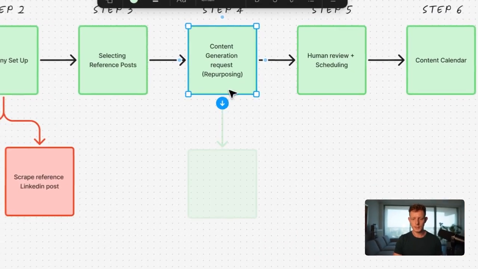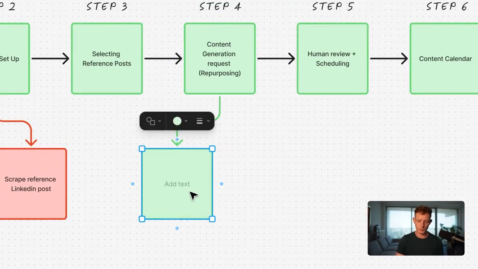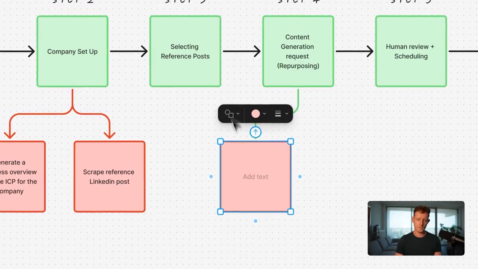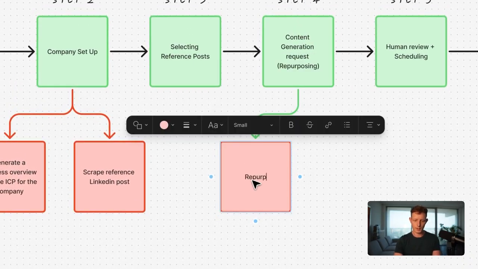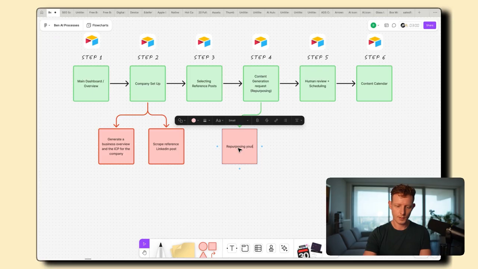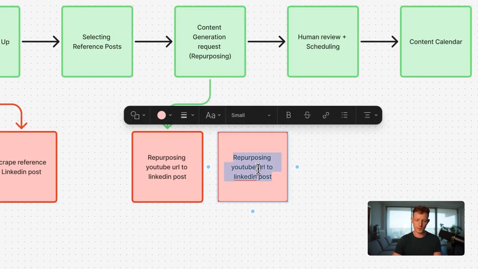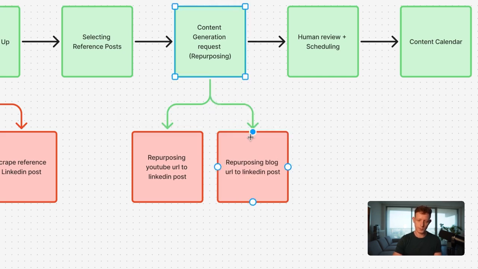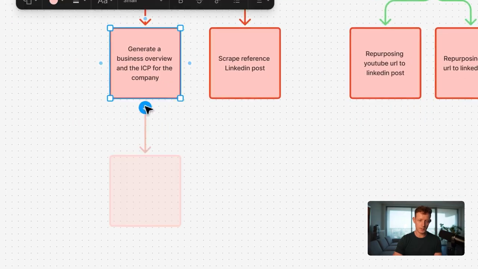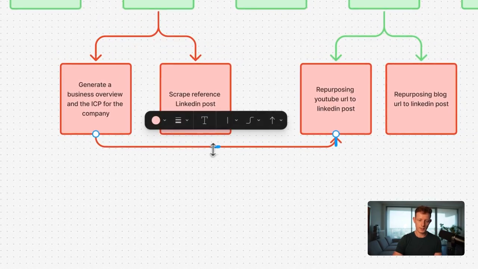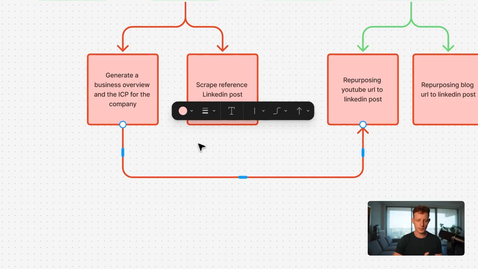Then in the content generation, for now, we're going to use two, right? Which is going to be repurposing YouTube URL to LinkedIn post, and the second one, the blog post, blog URL. All right, so these will be the two automations here. And of course, we're going to use this information when we're generating the new post, so it's personalized for each business.